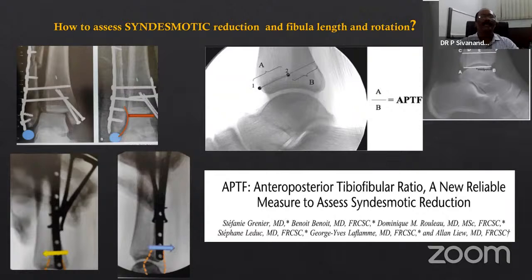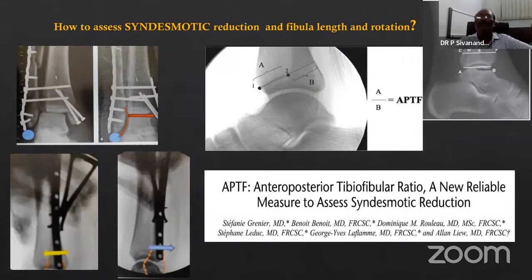Then you assess the dime sign. It will definitely tell you whether the fibula is displaced upwards or downwards. And the Mercedes-Benz sign will tell you whether the ankle mortise is uniformly reduced or not, and whether the fibular height is uniformly maintaining the syndesmotic joint or not. That is another important thing.